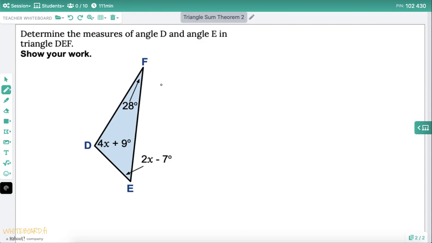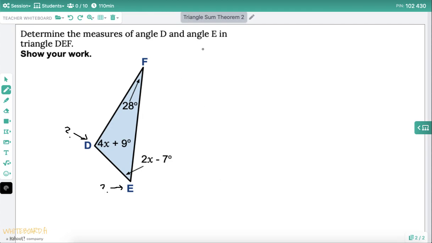And here you're being asked to determine the measures of angle D, which is here. So I'm just going to draw a question mark pointing to D. And I need to find the angle measure of E. So I'm going to write a question mark for both of those, just so I keep in mind that that's exactly what I'm trying to get. Because we can make the mistake of just figuring out what X is and forgetting that we need to go back and figure out what D and E represent.